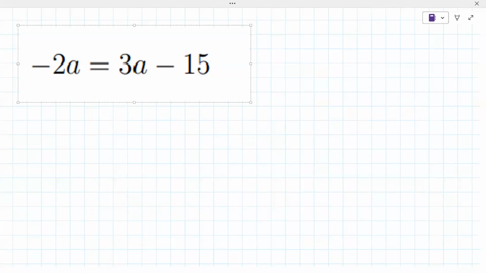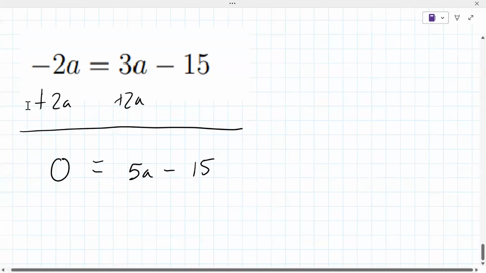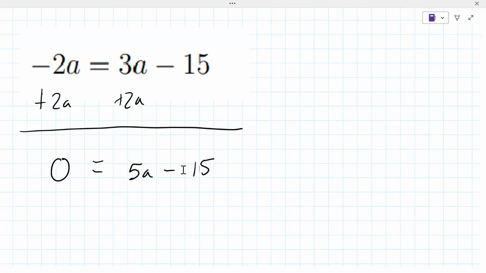I'm not really sure what to do actually. Did you add 2a to both sides? Yes. So on the left, what's left is 0. So now you focus on the side with the variable. How do you undo this minus 15? Add 15. So a equals 3. Yeah, exactly.